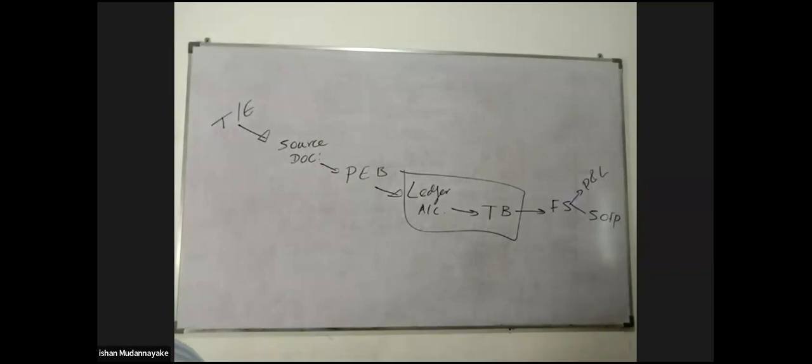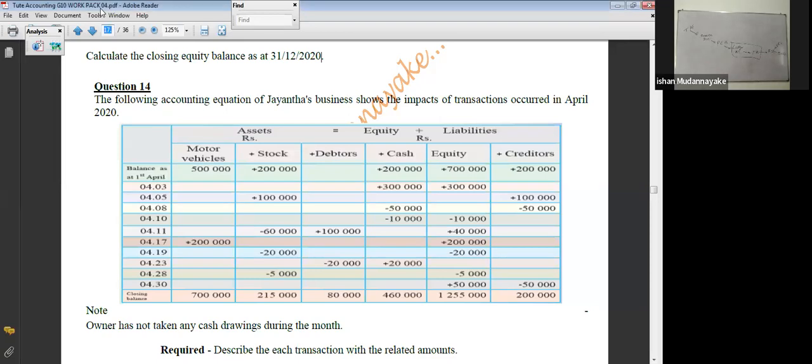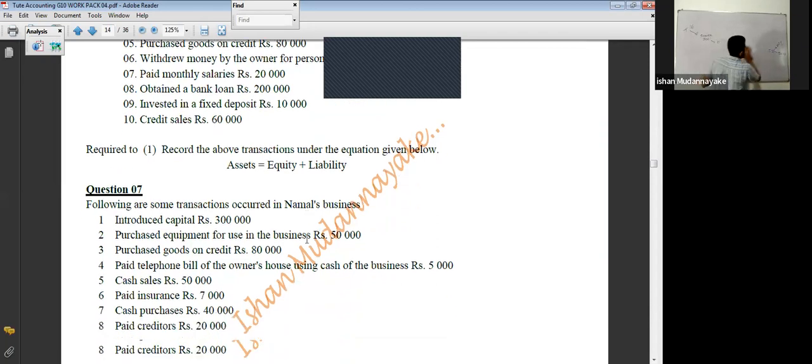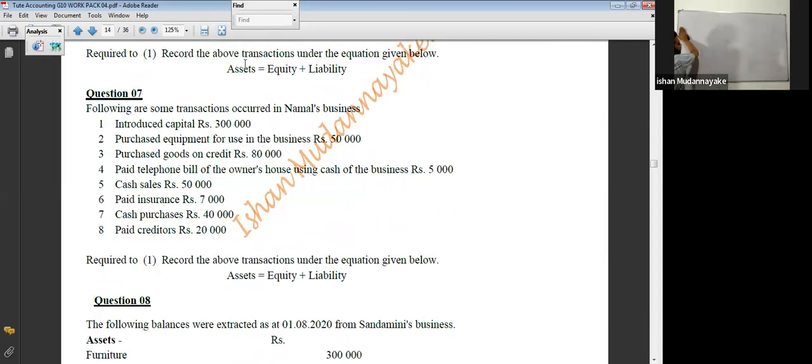We discuss question number seven, ledger accounts. Question number four, last year also we discussed. Again, check your answer, get the idea. Question number seven, page number 14. Please check your answer. Question number 7, page number 14. We'll prepare.